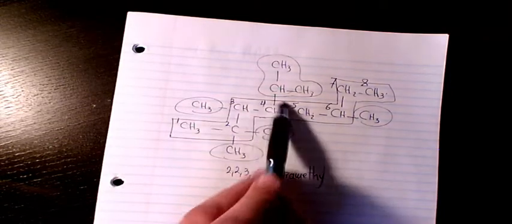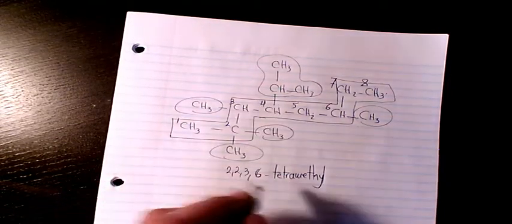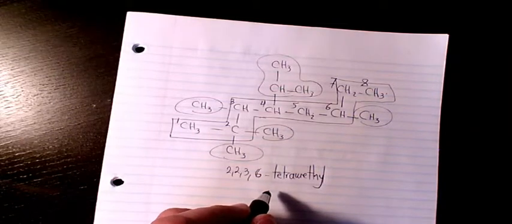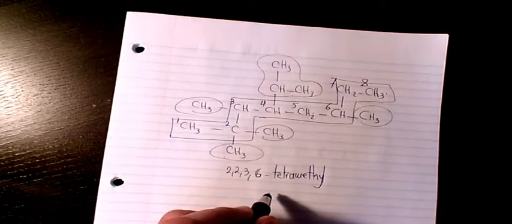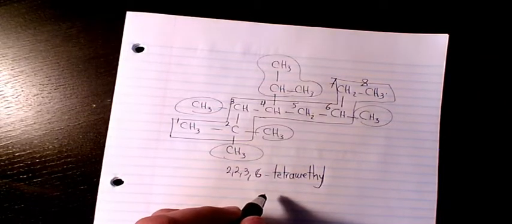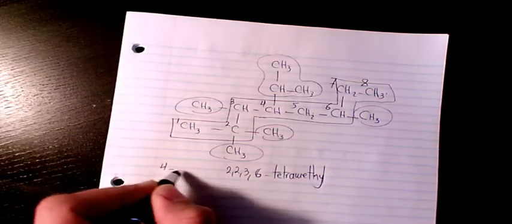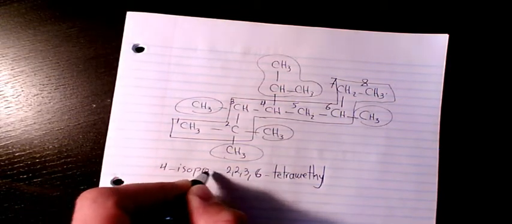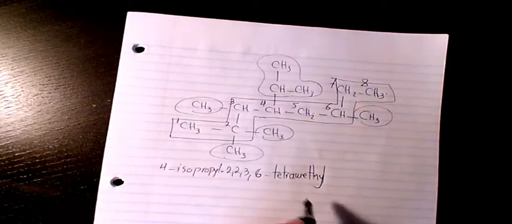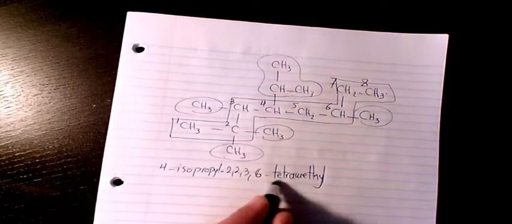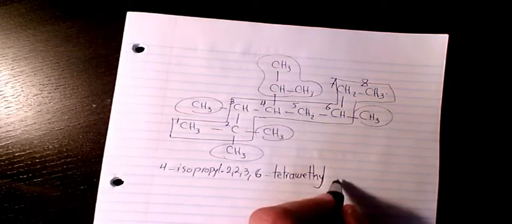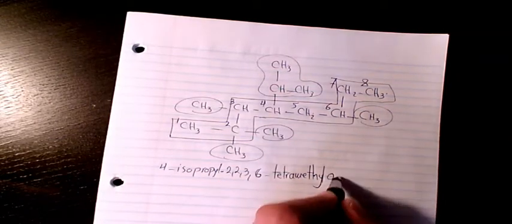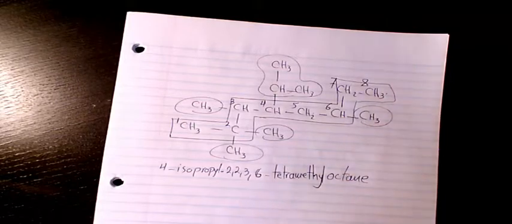So which carbon is the 4th carbon? Since we have iso, it comes before M, because we need to order them alphabetically. So iso comes before M. So we have 4 isopropyl, 2, 2, 3, 6 tetramethyl, and how many? 8, octane. So that will be the name of the organic compound we have here.